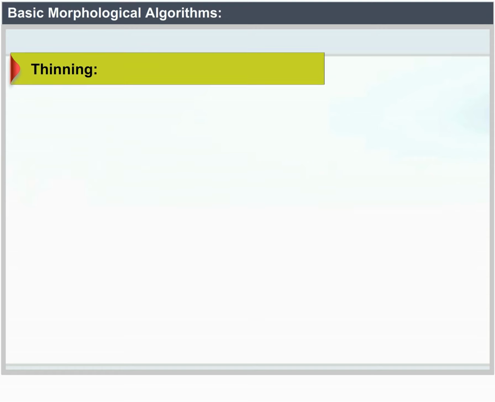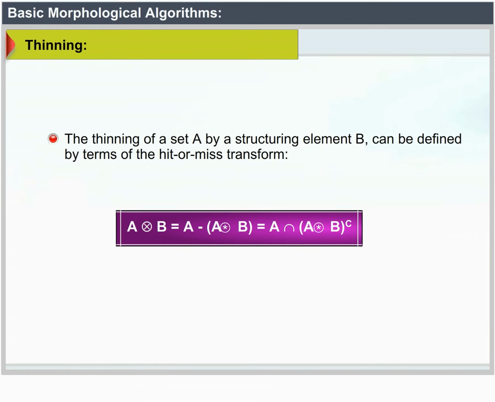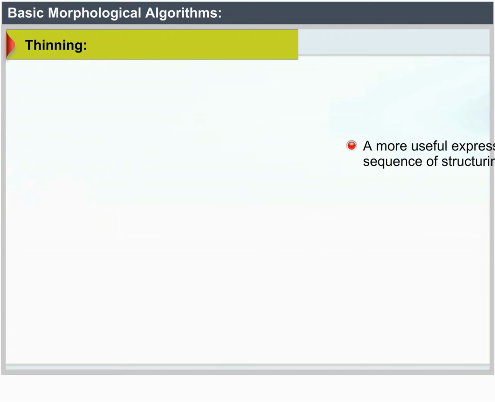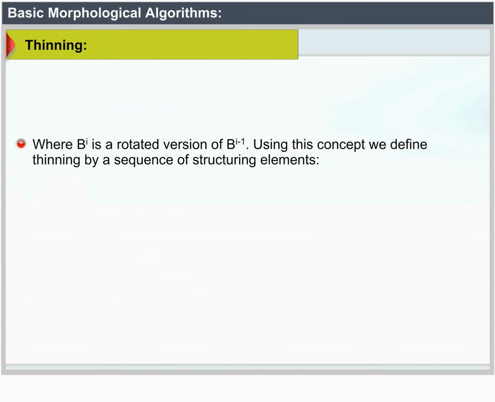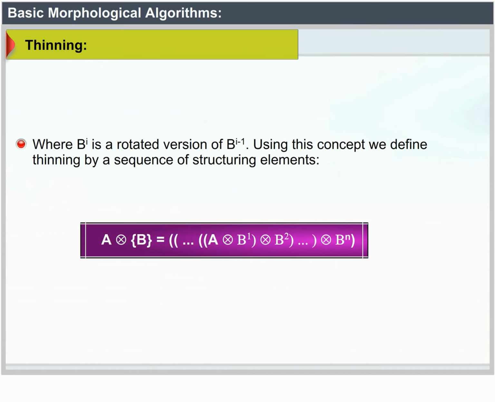Thinning. The thinning of a set A by a structuring element B can be defined in terms of the hit or miss transform, as shown. A more useful expression for thinning A symmetrically is based on a sequence of structuring elements, as shown, where Bi is a rotated version of Bi minus 1.